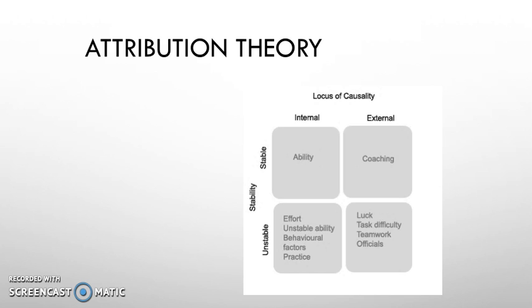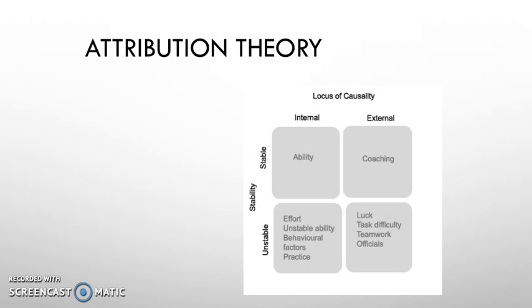The effect of this attribution would then be taken into account. This would help a team in the future as they will be able to decipher what led to the win, and for the next match can effort and participation be increased to improve performance. The table links together stability and locus of causality, or locus of control. Individuals can then be categorized as either a high achiever or a low achiever.